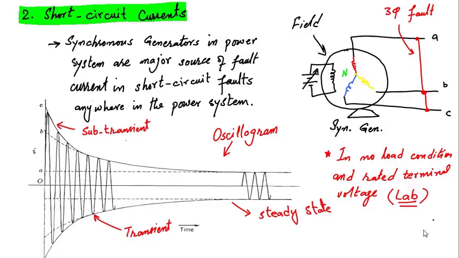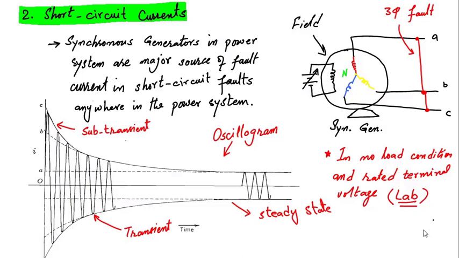Right after the fault, the first cycle and first few cycles belong to the sub-transient section, then after that the transient period starts, and after the transient period the steady state period starts. During the sub-transient, the peak value of that current is extremely high and its magnitude decreases at a very high rate. Then it moves into the transient section where the rate of decrease in the current magnitude reduces, but it is still decreasing.